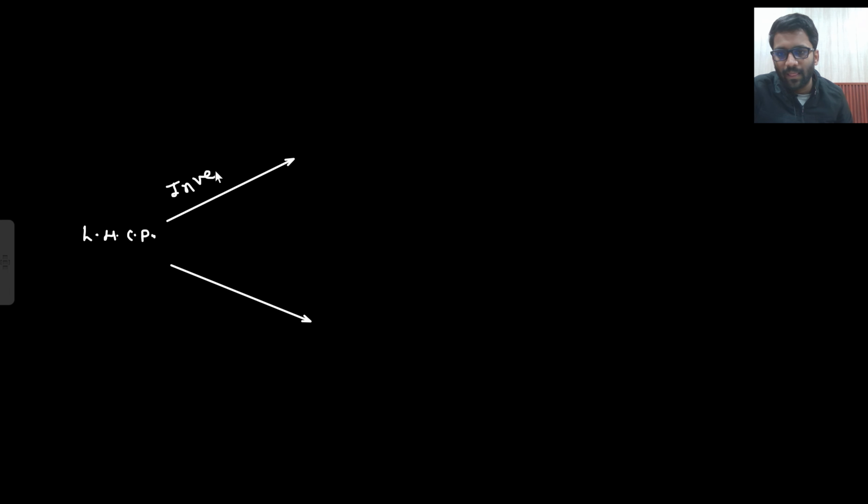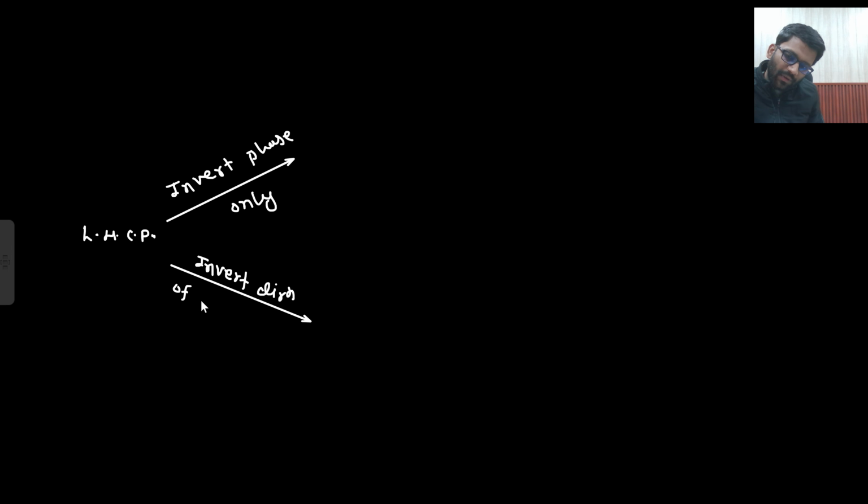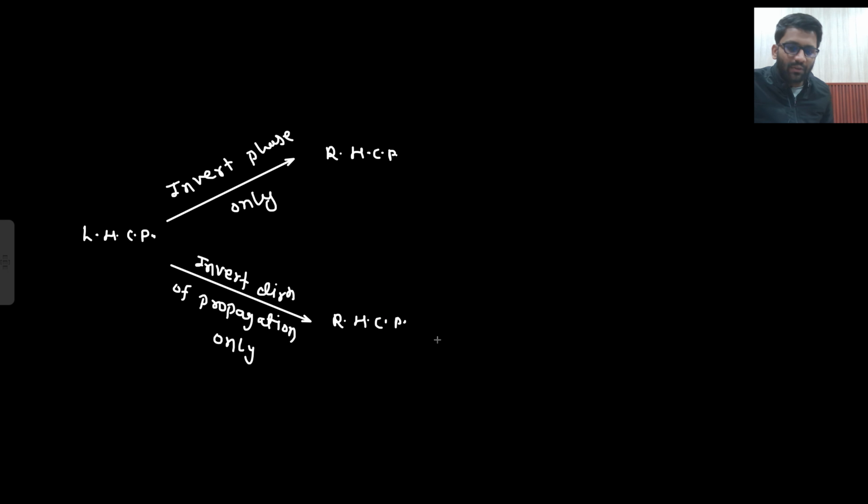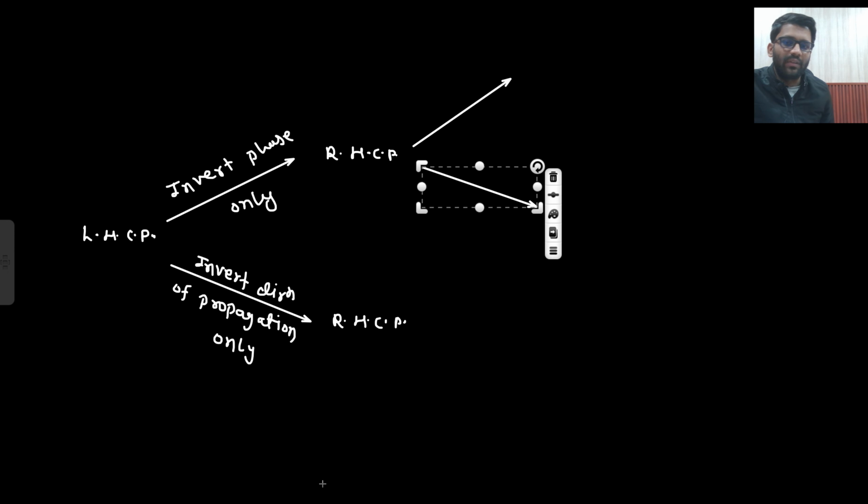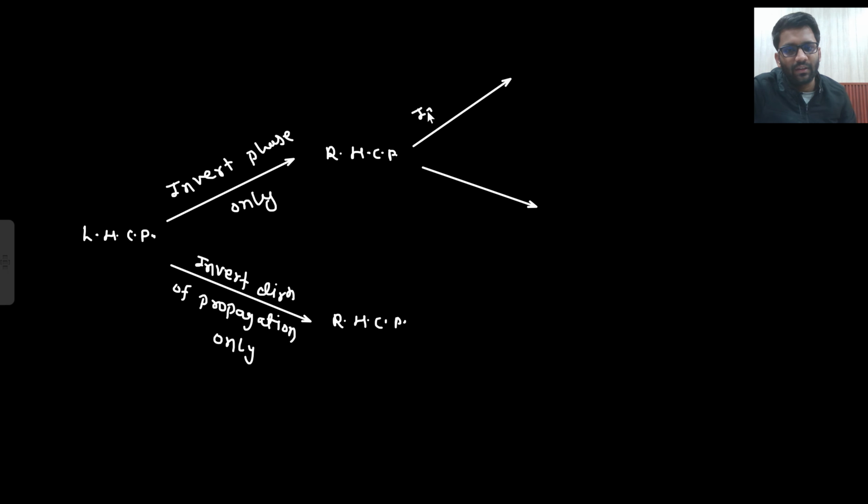Invert phase only, meaning I am not inverting the direction, and here invert direction of propagation only. So left hand circularly polarized will become right hand circularly polarized. Now this one will also have two options, right? You again invert the phase, invert phase only.